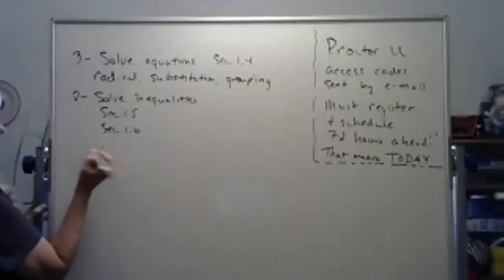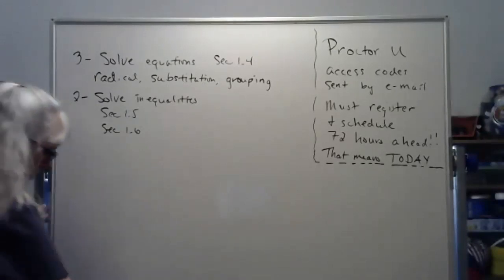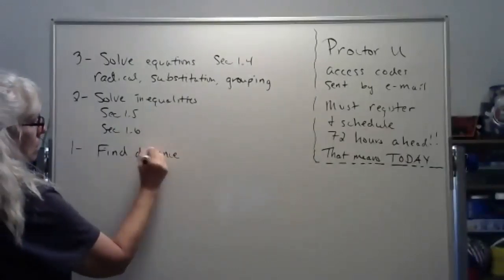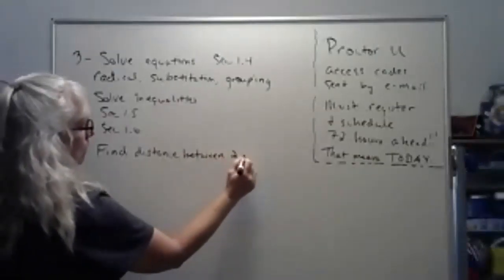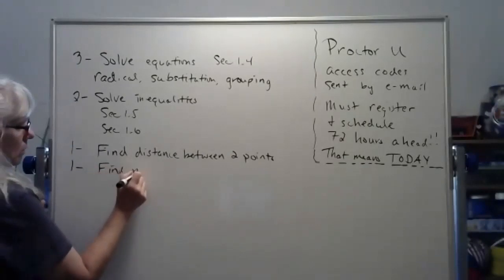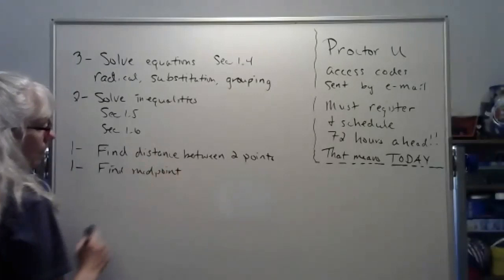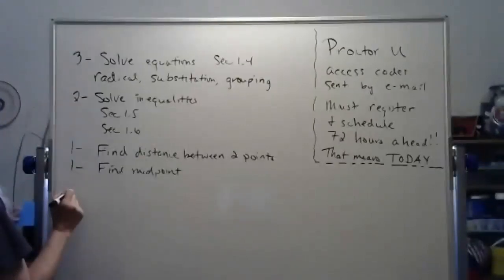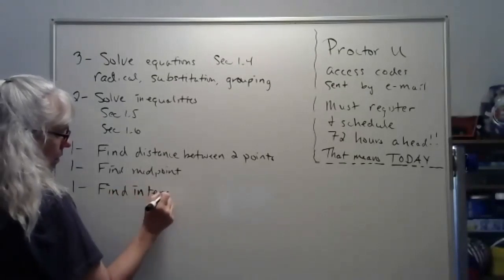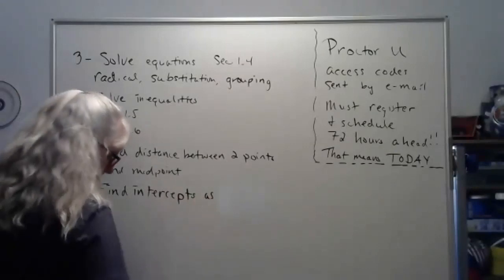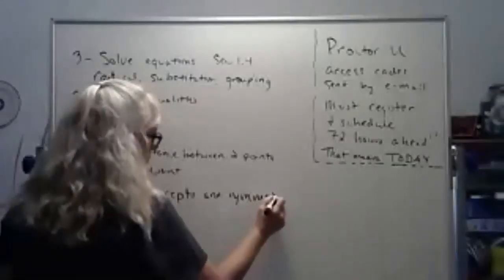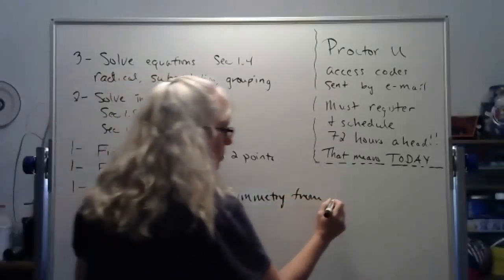Then you'll have, and this is hard to write out, one that has you find the distance. So we're going to find the distance between 2 points. You'll also have one that's going to ask you to find the midpoint of a line segment. You'll have one problem that's going to ask you to find the intercepts and symmetry from a graph. So in other words, they're going to give you the picture.